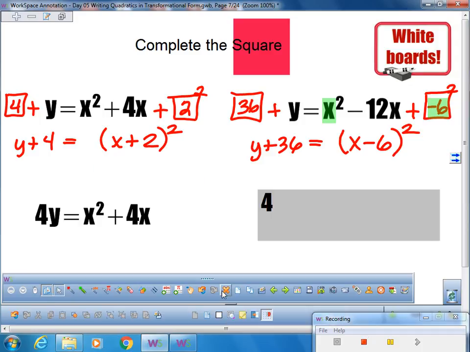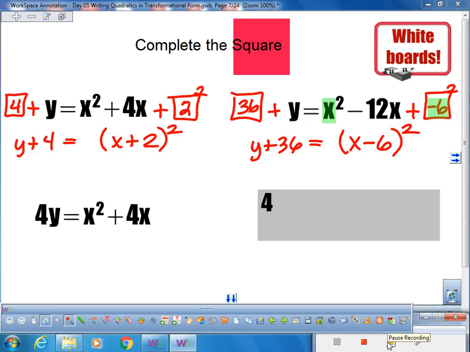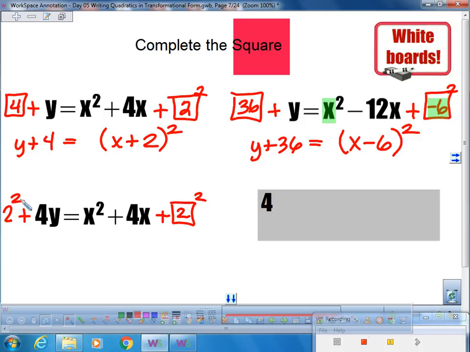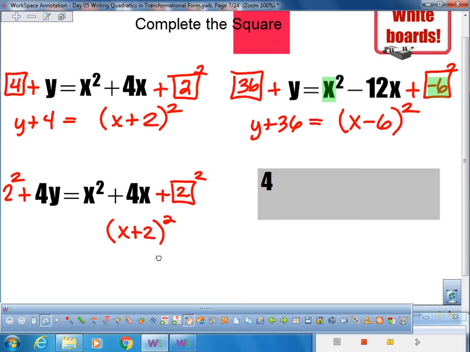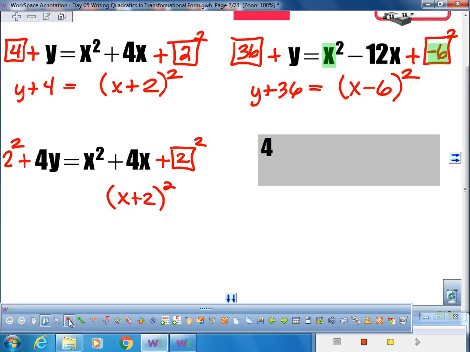Let's see that one. All right, so half of 4 is 2. So I'm going to add 2 squared to both sides. And so this becomes a perfect square binomial of x plus 2 squared, which I think almost all of you had. Then over here we have equals 4y plus 4, which is absolutely correct.